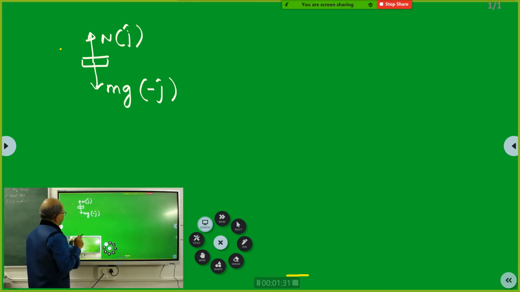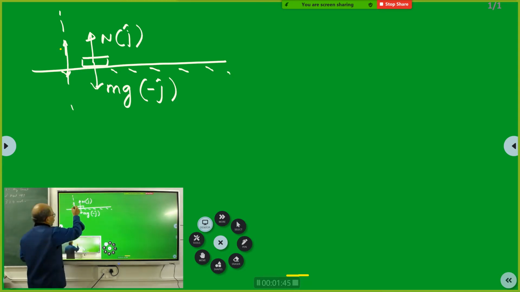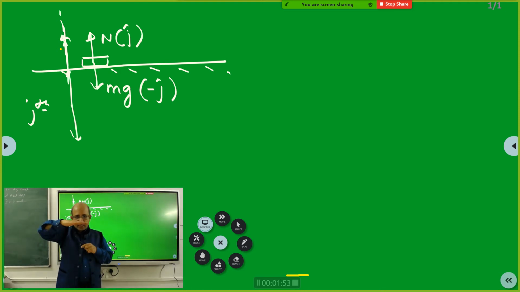So you can see that there is no acceleration along this direction, because the striker is on the board. So there is no acceleration along the j axis. Clear? The striker is neither accelerating in upward direction nor in downward direction. But there are two active forces acting on the striker. You have to appreciate that.